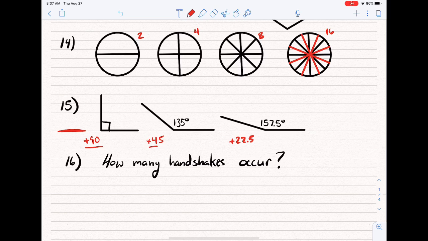And look at these three values. They're getting cut in half every time. So what's the next one? Well, the increase would be by 11.25. Now, almost everybody just writes a straight line and says it's 180, but that's not the case.